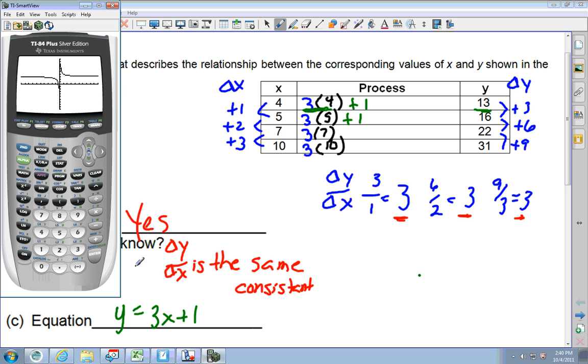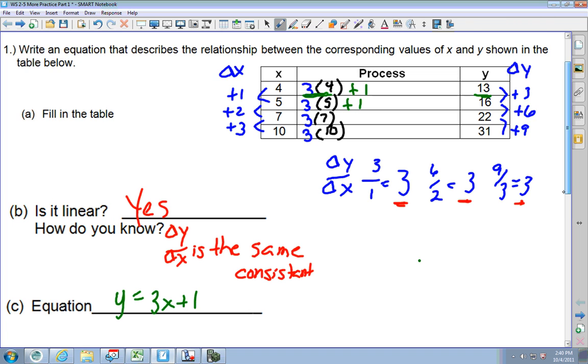Now you need to make sure you go in and double check. Go into y equals and put in there 3x plus 1 and press second graph, and you want to make sure that all these points are in there. That you see 4, 13, 5, 16, 7, 22, and so on. Once you have that, then you know you're correct.